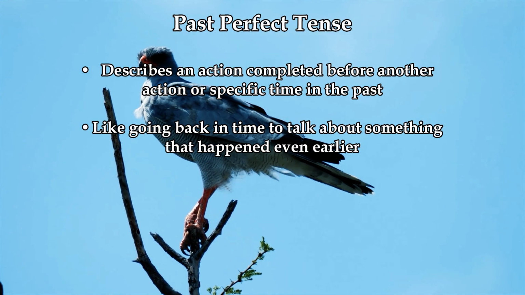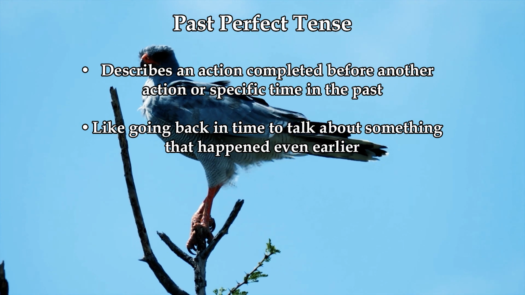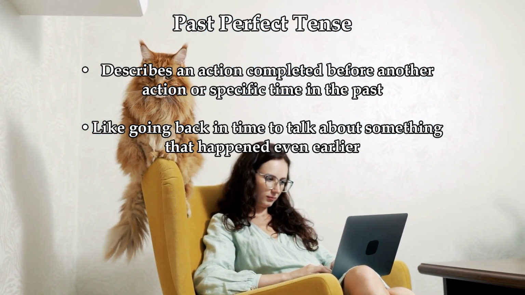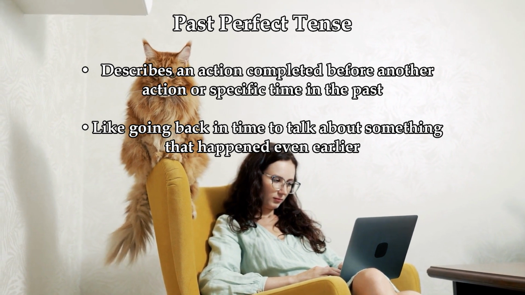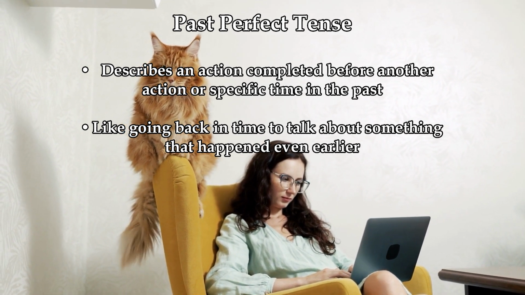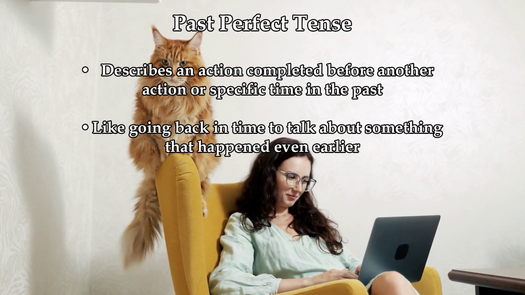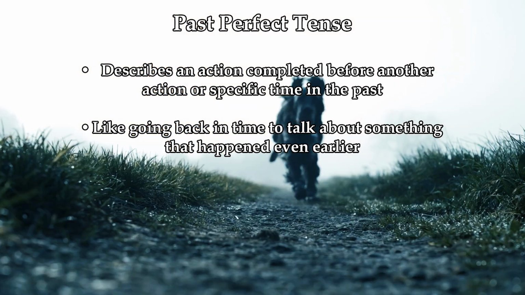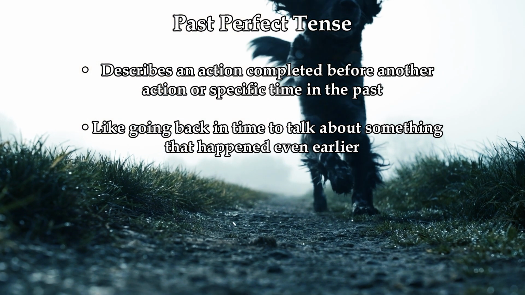Past perfect tense: completed actions before another past action. Now, let's explore the past perfect tense. This tense is used to talk about an action that was completed before another action or a specific time in the past. It's like going back in time to talk about something that happened even earlier.